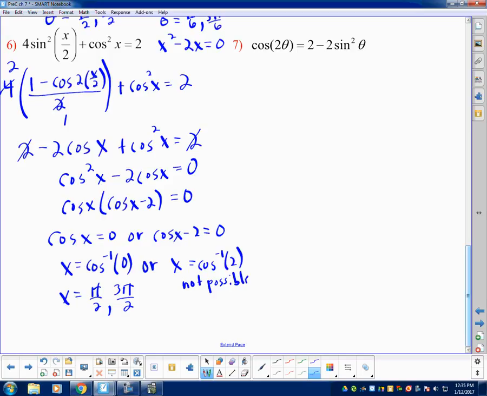What do you think would be a useful substitution here? The one we didn't use, yeah. I think that's a good choice. So 1 minus 2 sine squared theta equals 2 minus 2 sine squared, oh, it's not x, it's theta. And now we have an equation all in terms of sine.